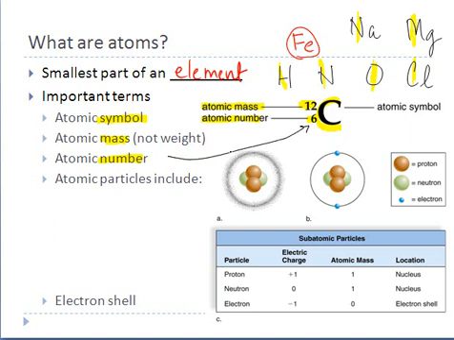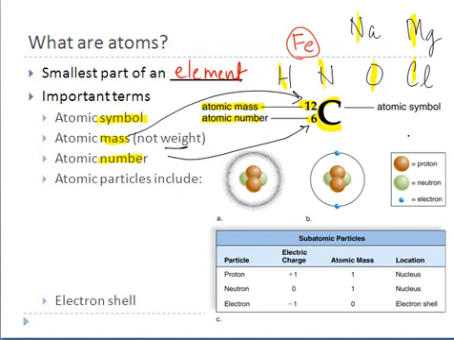So here the number is 6 and this number is 12. Weight and mass is slightly different, and I think I'll mention it later once we talk about isotopes. So right now let's use the term atomic mass. Atomic mass depicts the number of protons and neutrons that are present within the nucleus.